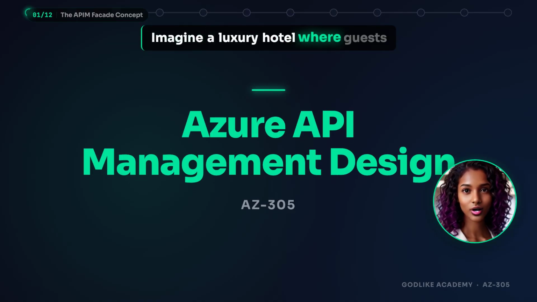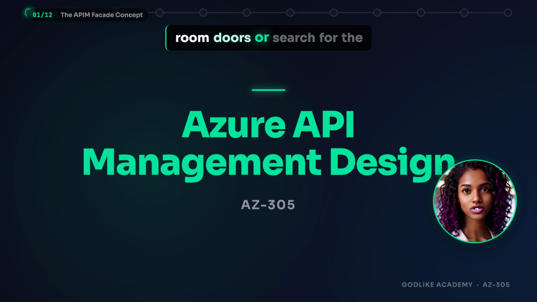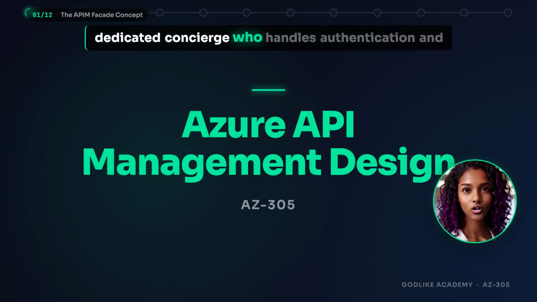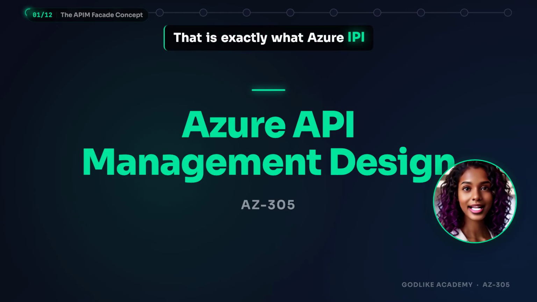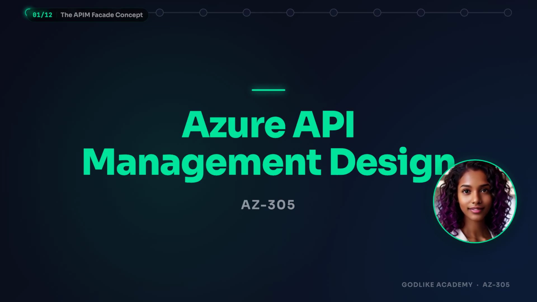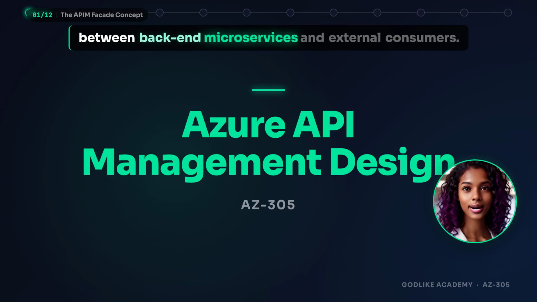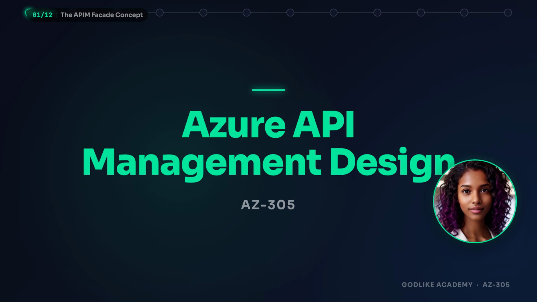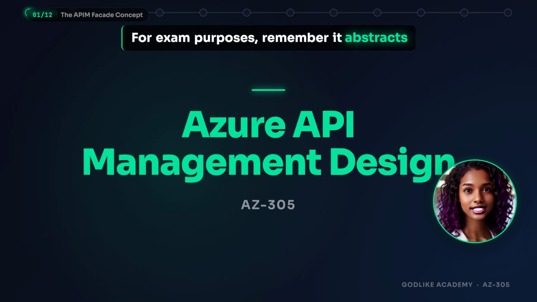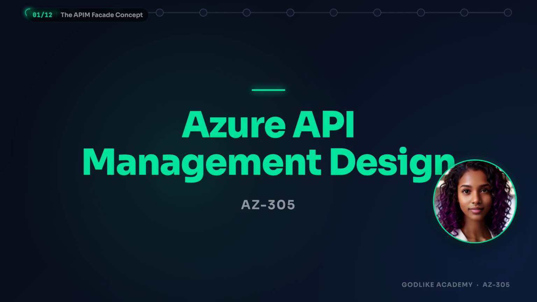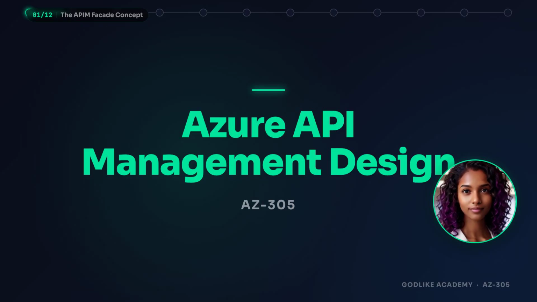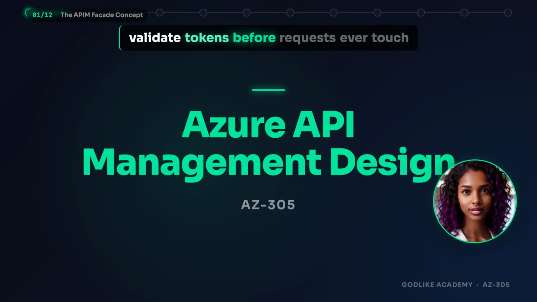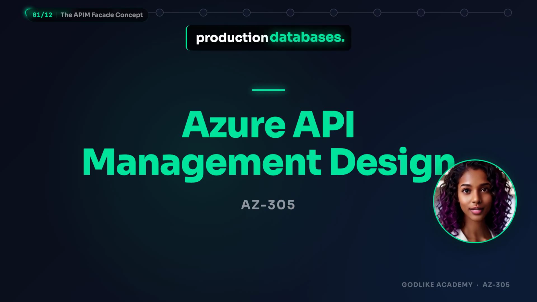Imagine a luxury hotel where guests never have to knock on individual room doors or search for the manager. Instead, they hand requests to a dedicated concierge who handles authentication and routes traffic smoothly. That is exactly what Azure API Management does for your cloud ecosystem. It acts as the central facade between backend microservices and external consumers. For exam purposes, remember it abstracts complexity while enforcing standards. If you skip this layer, developers face inconsistent endpoints and security gaps. We will configure the gateway to validate tokens before requests ever touch production databases.